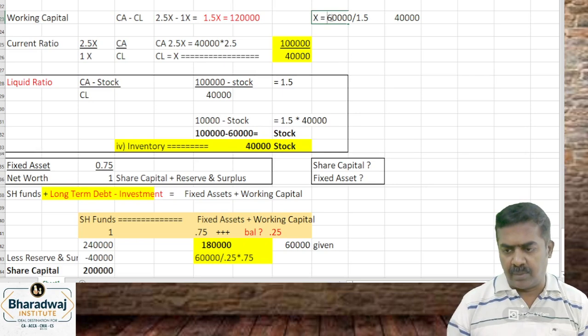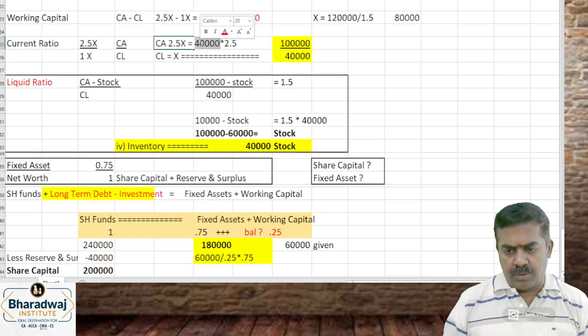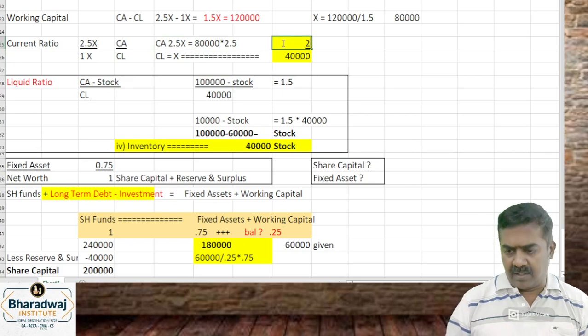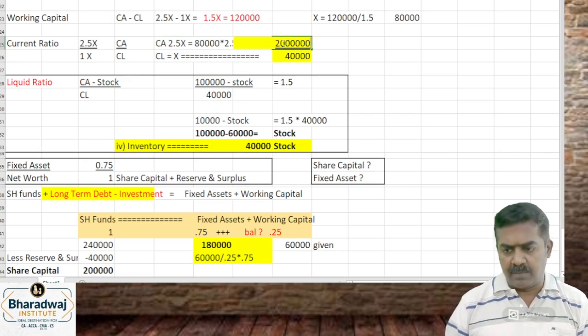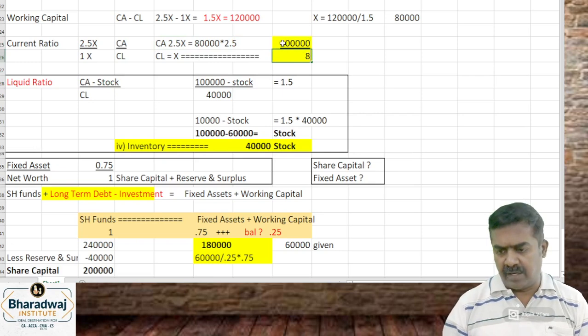So 1,20,000 divided by 1.5, what will come? Double the amount, 80,000. So 80,000 into 2.5 will become 2 lakhs. This will become, of course, 80,000.